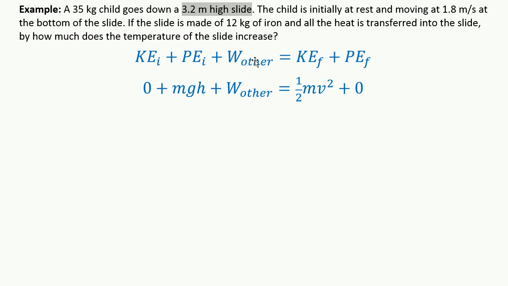At the end of the slide, when he's at the bottom, now he has no more height, so his potential energy final is 0, but he does have some speed. So we have kinetic energy expressed by this formula here.